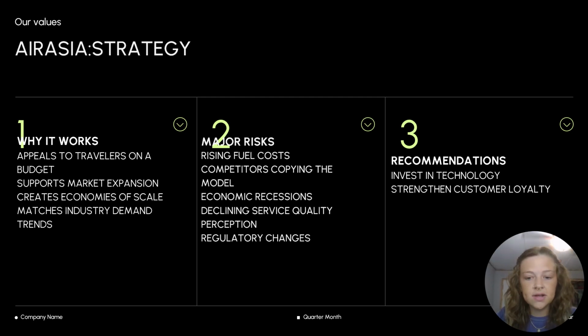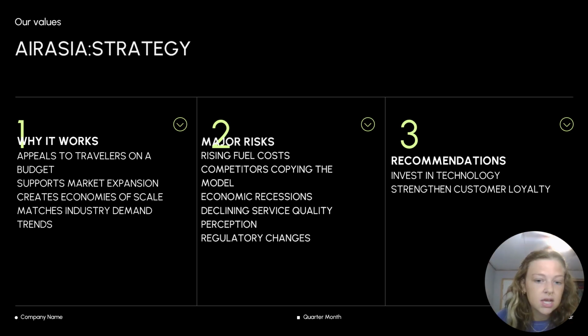So here is the full strategy breakdown. Why AirAsia works. It appeals to your traveler on a budget. It supports the market expansion, and it creates economies of scale, matches industry demand and trend. So it aligns well with industry conditions. Many travelers prioritize affordability, making the low-cost approach of AirAsia very attractive to them. It also allows the company to expand into new markets while maintaining their competitive, cheaper pricing.